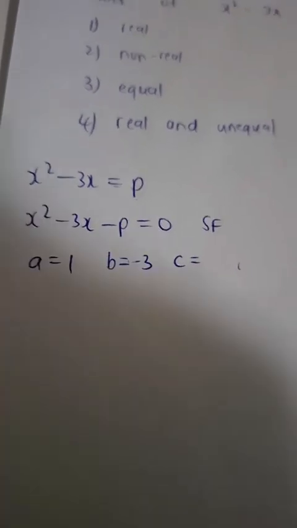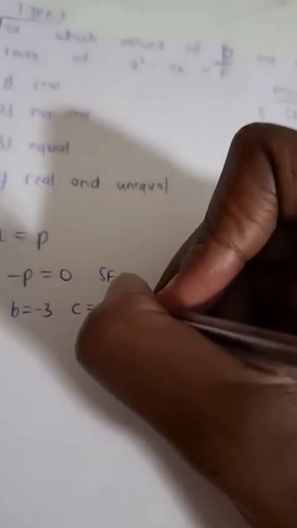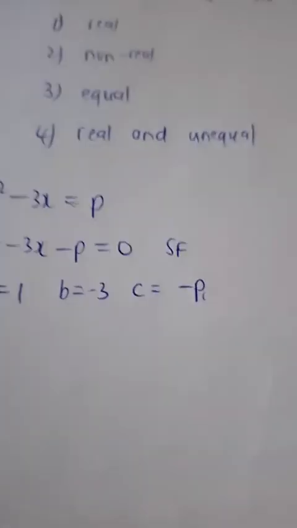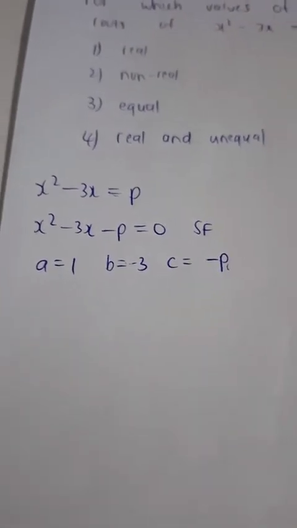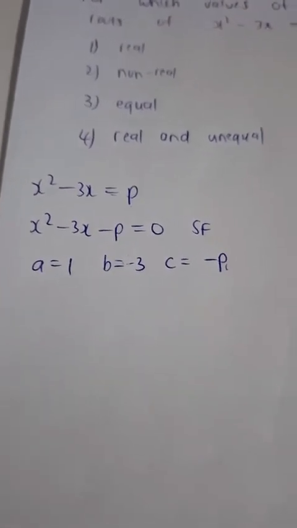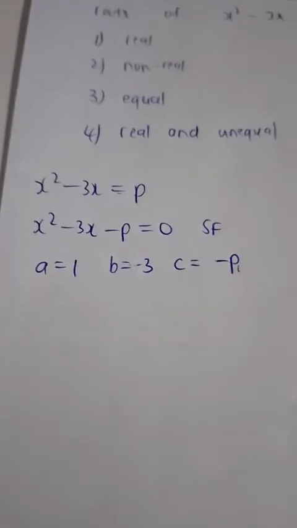Oh, thank you, Stoic. So that means c is negative p, thank you. C is negative p. No, Stoic, it's not the quadratic formula. We're not busy with the quadratic formula. We're busy with the discriminant here, right?